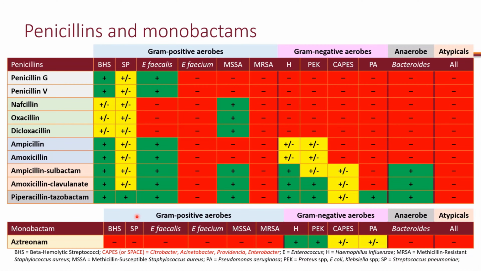Now, the only monobactam on the market is aztreonam, and it's important to note that aztreonam does not have activity against any gram-positive organism, so it's all red for gram-positives. Now, it does have some good activity for some of the gram-negatives, including H. flu, as well as some of the Enterobacterales. However, it does have somewhat poor activity against Pseudomonas. So over time, activity of aztreonam against Pseudomonas has decreased. And moreover, it doesn't have activity against Bacteroides or atypicals.